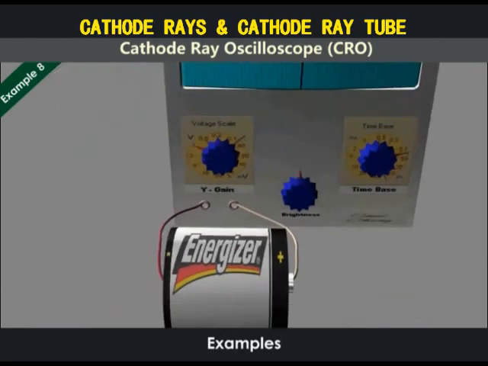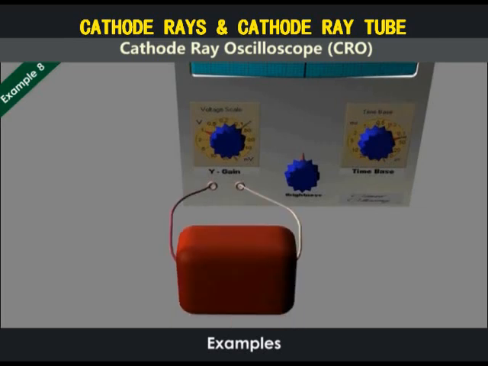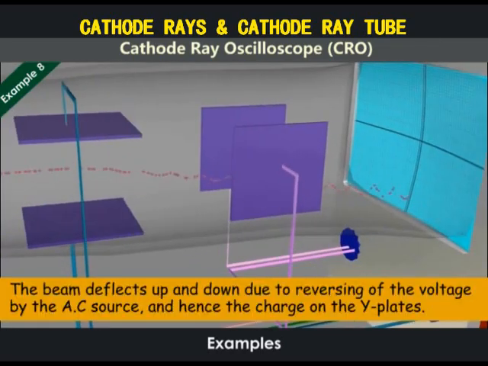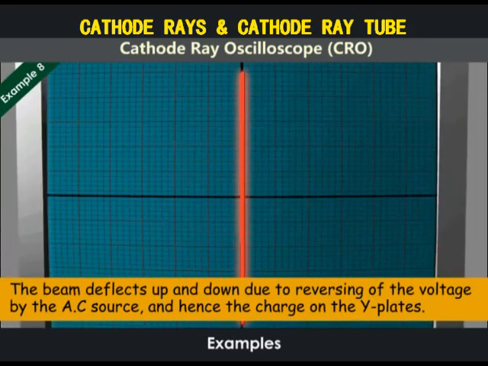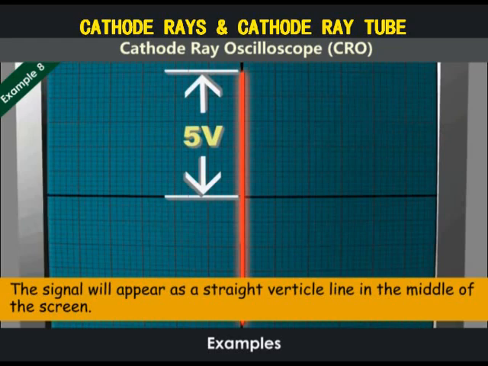In another example, the X plates are now off. Then a 5 volts AC supply is connected to the Y input. Recall that AC is a current and voltage that continuously reverses. This causes the beam to deflect up and down rapidly due to the rapid reversing of the voltage and hence the charge on the Y plates. Because the time base is off, no horizontal deflections are observed. The signal will be seen on the screen as a long vertical line in the center of the screen. The value of the voltage is the measure of the amplitude, which is from the center point of the screen to the top of the signal. Here, the screen shows it is 5 volts.